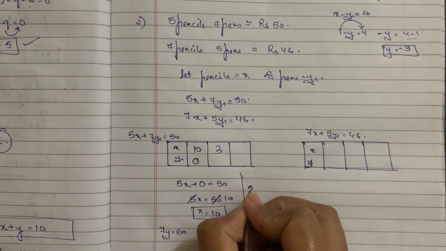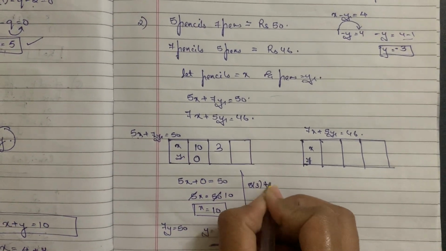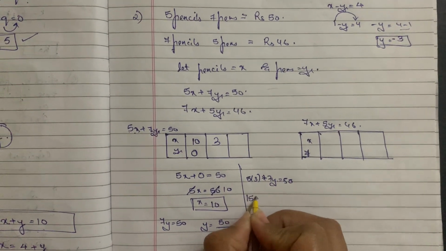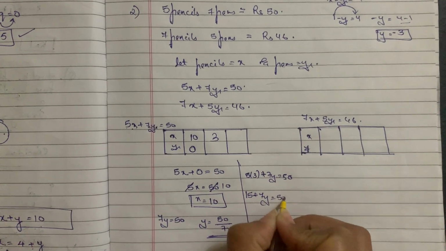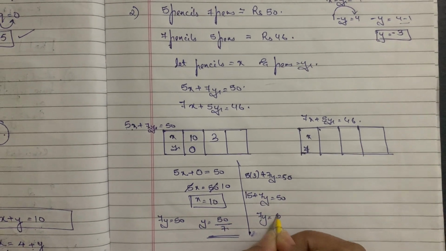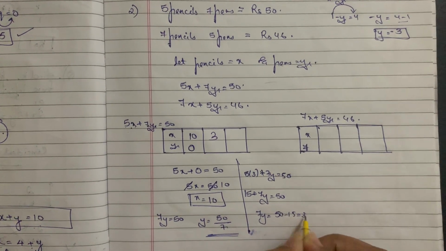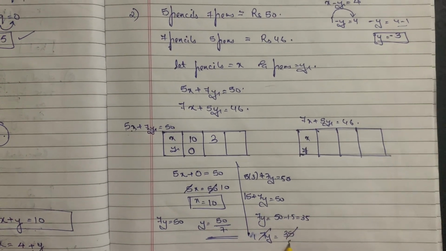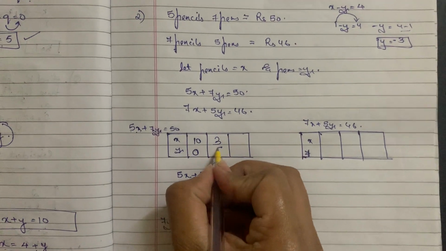5 times 3 plus 7y is equal to 50, and that becomes 15 plus 7y is equal to 50. 7y is equal to 50 minus 15, which is 35. 7y is equal to 35, so y is equal to 5.